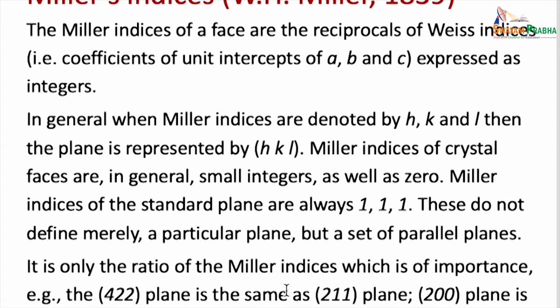It is only the ratio of Miller indices which is of importance. That is, let's say this is a 422 plane. Now a 422 plane is the same as a 211 plane. Similarly, a 200 plane is the same as the 100 plane, and so on.